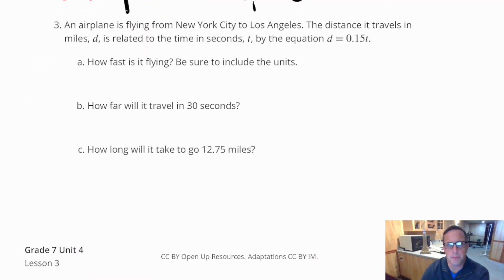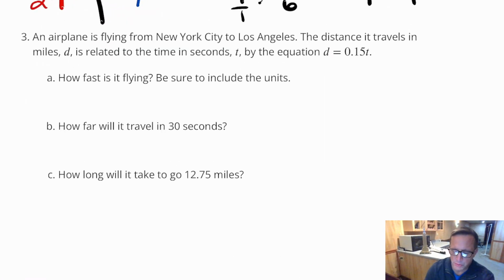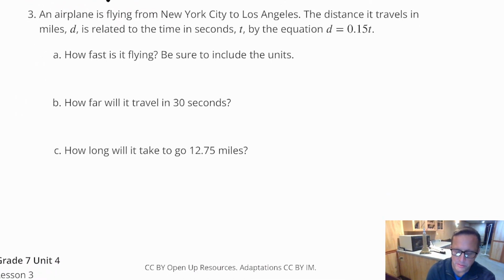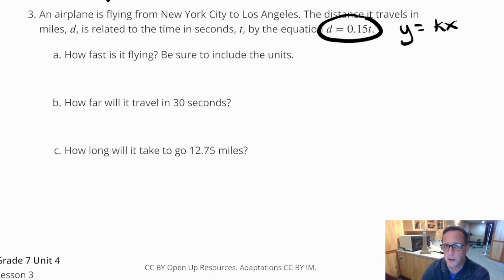Okay, so number 3, an airplane is flying from New York to LA. The distance it travels in miles, d, is related to the time in seconds, t, by that equation. This is where you got to get used to using that equation and understanding what everything means. Now this is in that y equals kx form. Of course, we're not using y and x, we're using d for distance and t for time, the number of seconds. And so how fast it's flying is right there.